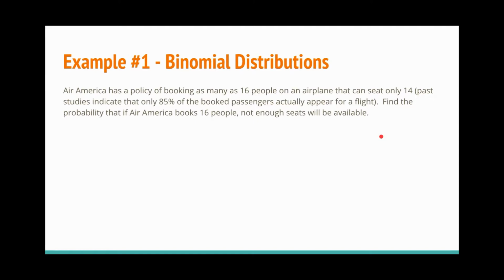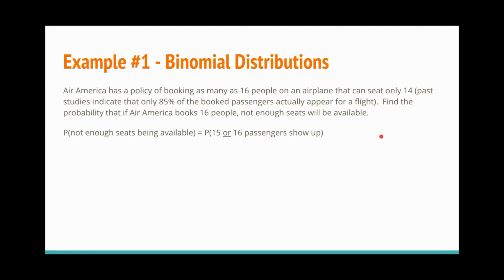Even on big airlines, they book more people than can fit on the plane because people tend not to show up, or at least not all of the people usually show up. Something comes up in their lives, they are late, they decide not to come, or they change their flight. And so overbooking is a common thing to do. We're using a small airplane here to keep the numbers relatively easy. And if we book 16 people on an airplane that only seats 14, what's the probability that not enough seats will be available?